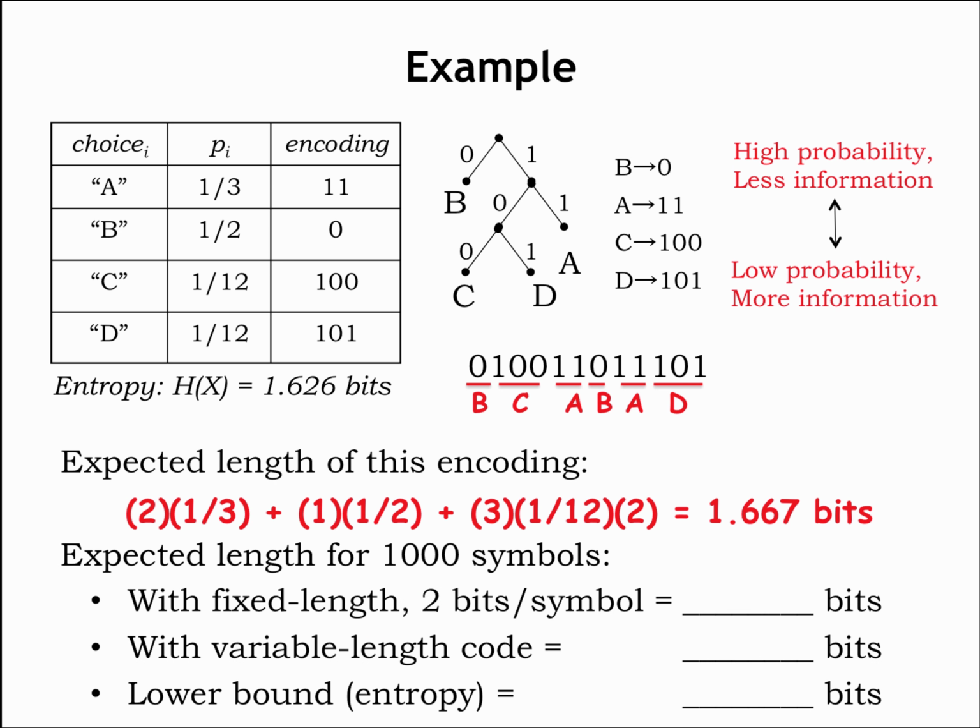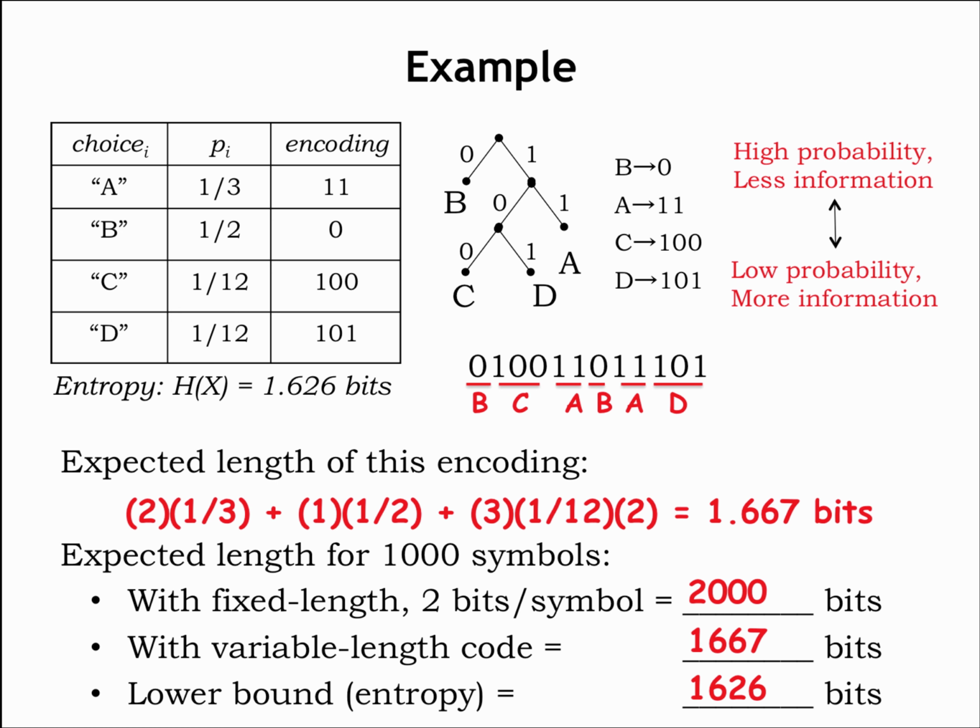How did we do? If we'd used a fixed length encoding for our 4 possible symbols, we'd have needed 2 bits each. So we'd need 2,000 bits to encode 1,000 symbols. Using our variable length encoding, the expected length for 1,000 symbols would be 1,667. The lower bound on the number of bits needed to encode 1,000 symbols is 1,000 times the entropy H of X, which is 1,626 bits. So the variable length code got us closer to our goal, but not quite all the way there.